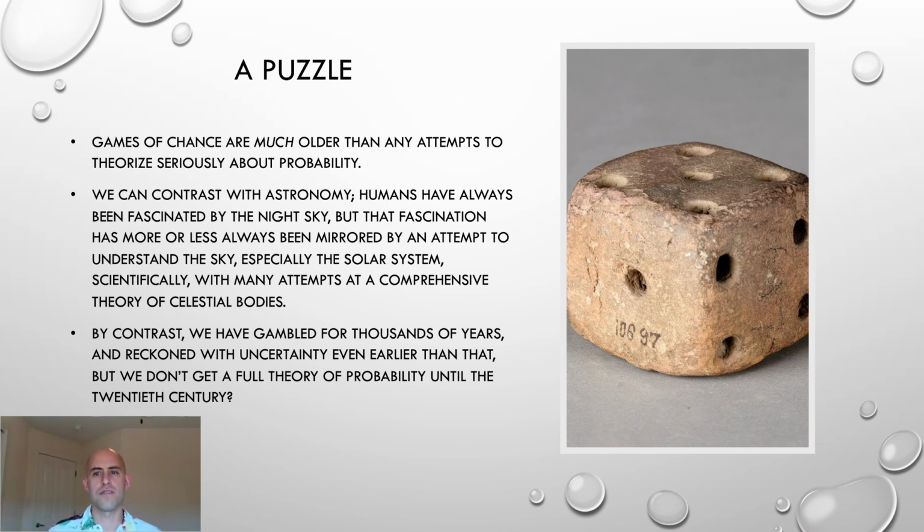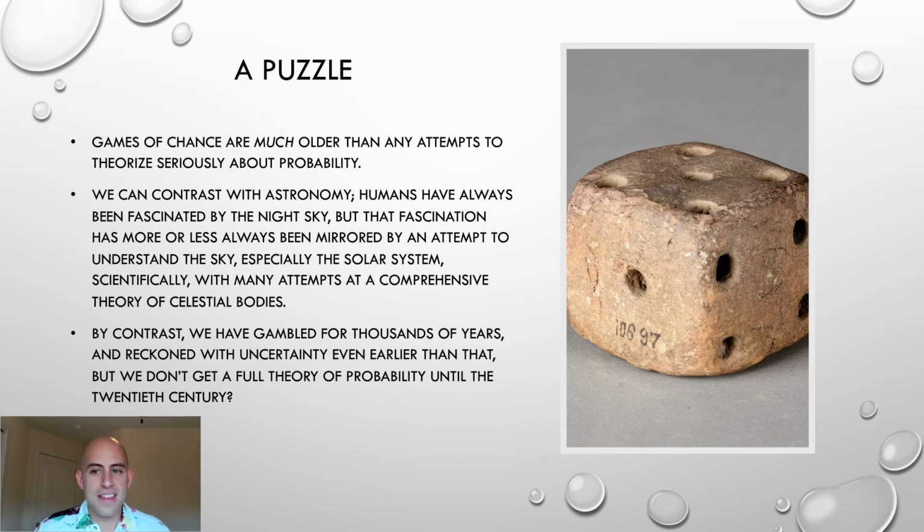Yes, you have these advances in probability theory going on in Paris at the same time as gambling halls, and gambling is very popular with the aristocracy, but games of chance are still much, much older than any attempts to theorize seriously about probability. The picture here is of some dice from the Indus Valley, uncovered in archaeological excavations and probably made between 3000 and 2500 BCE. So very, very old by most standards.